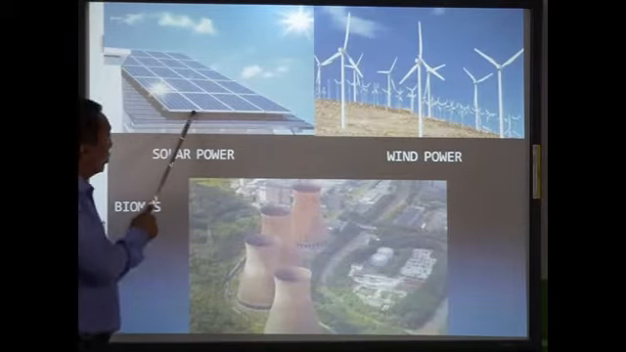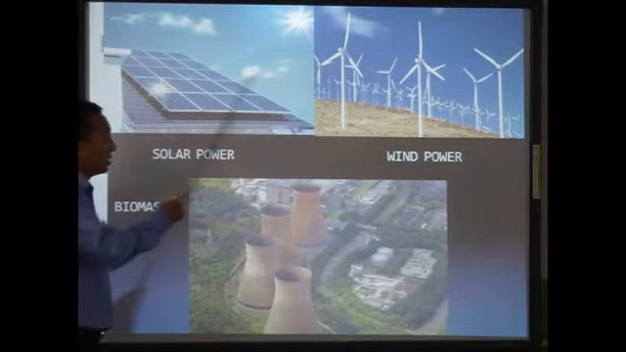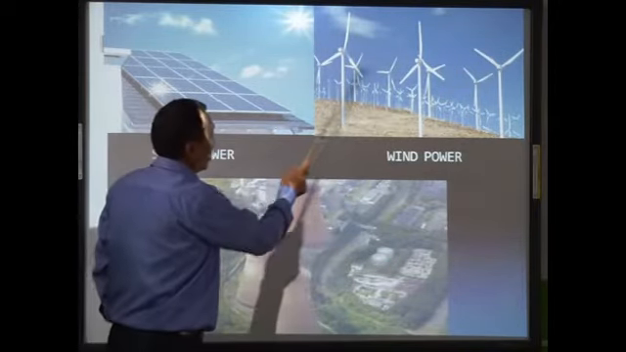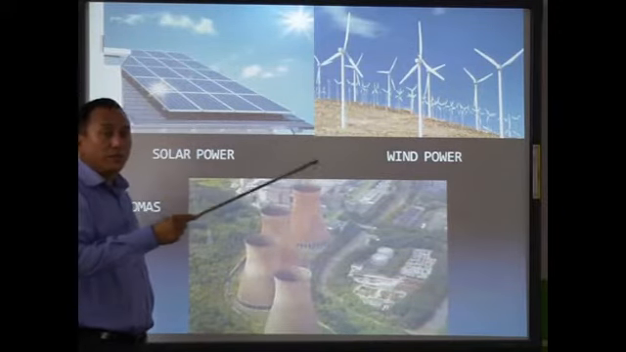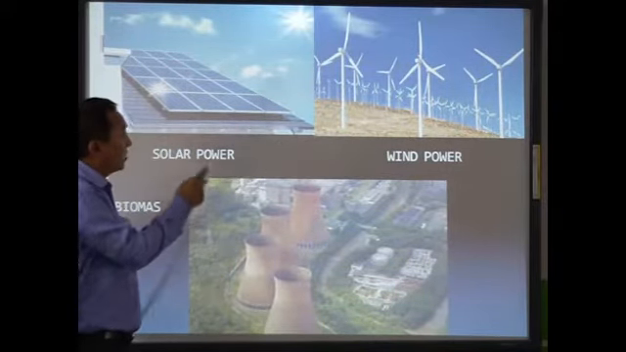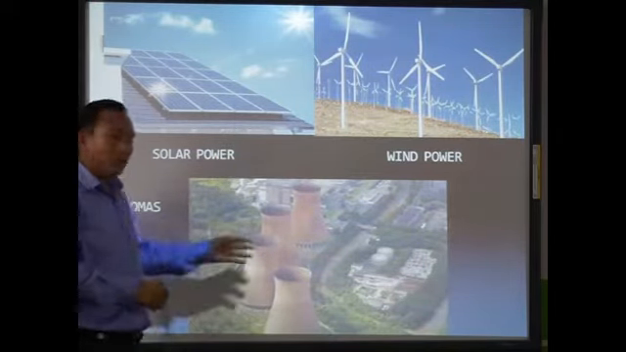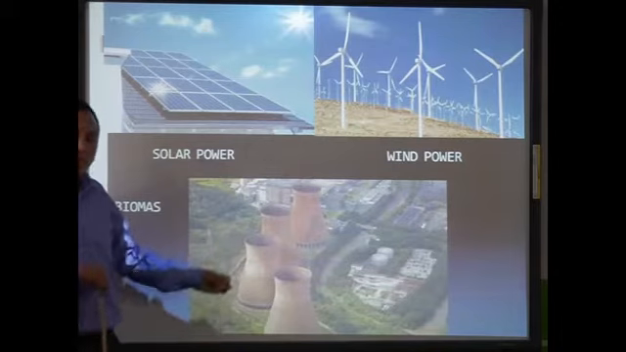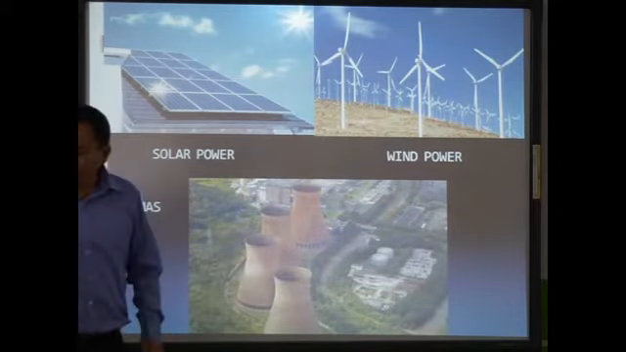See here, solar power, solar panels. They absorb heat and convert it into electricity. See, windmills. These huge blades turn the turbine, generating electricity. Biomass. The organic matter is all decomposed, and the gas that is released generates electricity.